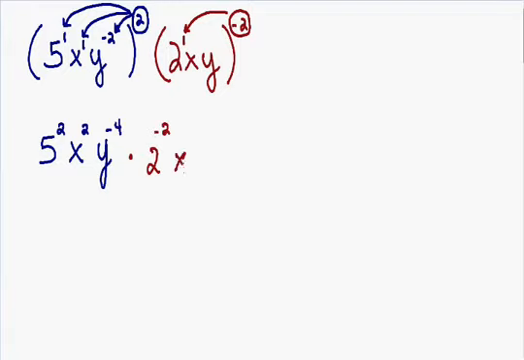Now let's do the same thing with our x term. The negative 2 can be multiplied with the exponent on top of the x, which you don't see, so you can assume it's a 1. Negative 2 times positive 1 is equal to negative 2. Let's do the same thing with our y term. Multiply the negative 2 with the exponent on top of the y, which you don't see, so you can assume it's a 1. 1 times negative 2 is equal to negative 2.